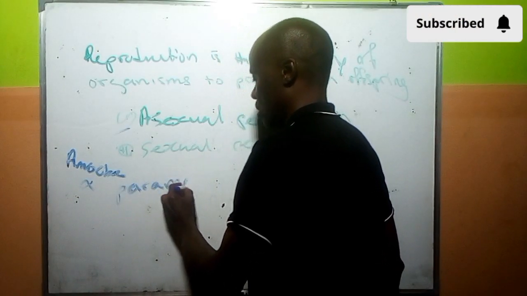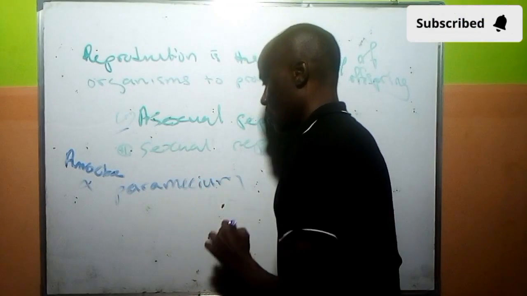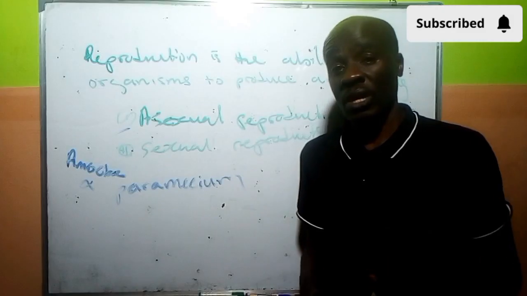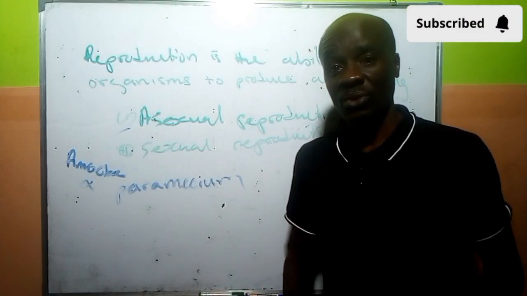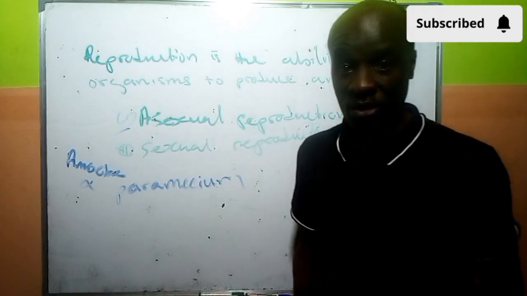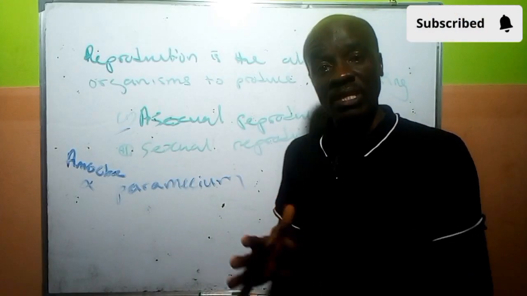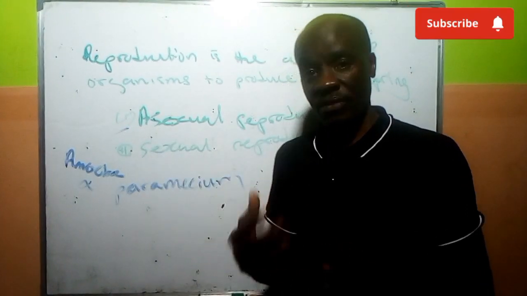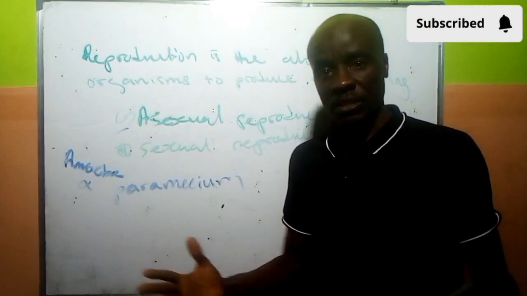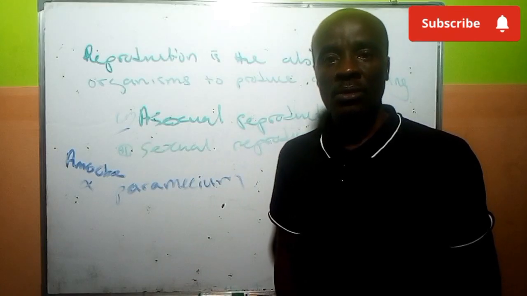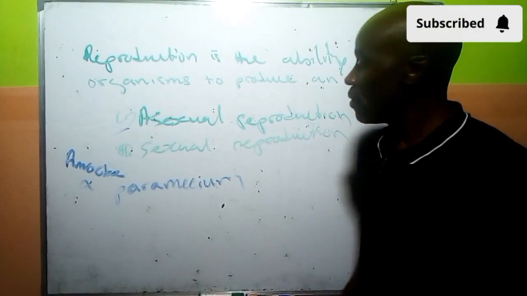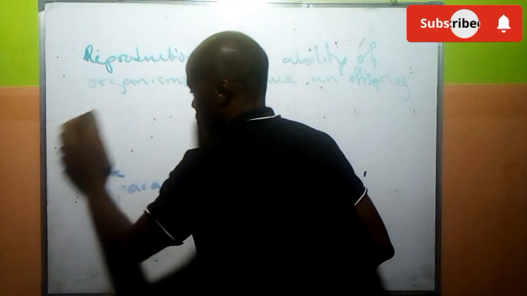Paramecium is a good example of that. This microorganism, this unicellular organism, because of the single cell structure of their body, makes asexual reproduction very, very easy with them. So like I said, they split, divide, and then turn into daughter cells. There are other examples. We have so many examples of asexual reproduction.